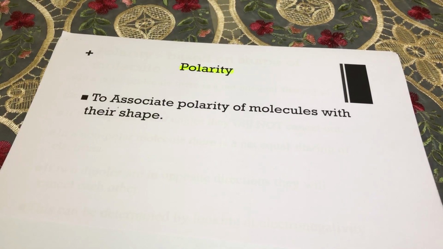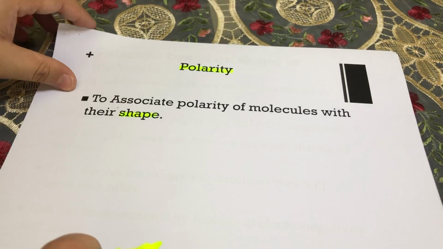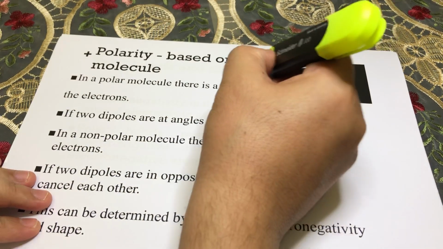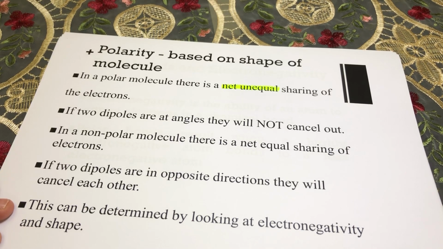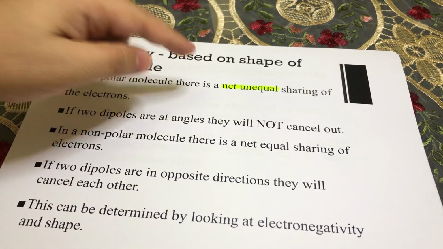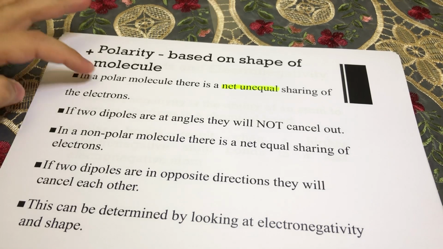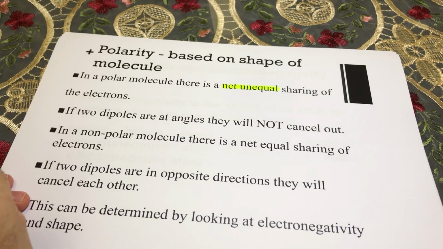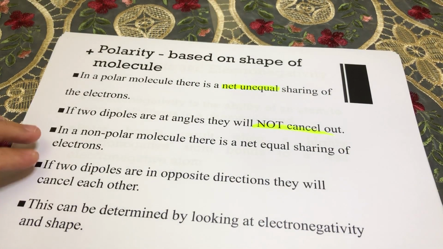Polarity: we associate the polarity of molecules with their shape. In polar molecules, there is a net unequal sharing of electrons. So if we have net unequal sharing of electrons, we call it polar. If two dipoles are at an angle, they will not cancel each other out.